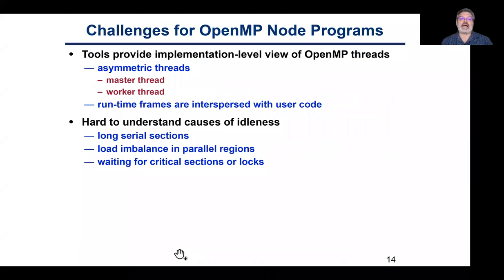The challenge that we have is that the tools are just naturally going to see this low-level view of the OpenMP threads. We're going to see the master thread and the worker threads, and those are asymmetric. And if we just monitor the program, you'll see that the frames for the OpenMP runtime system are intermixed with the user code. And so the idea was, if we can define as part of the OpenMP standard a tooling interface, then we could appropriately address these things.